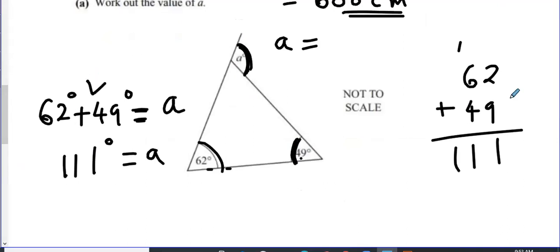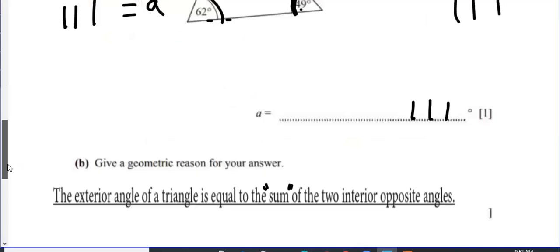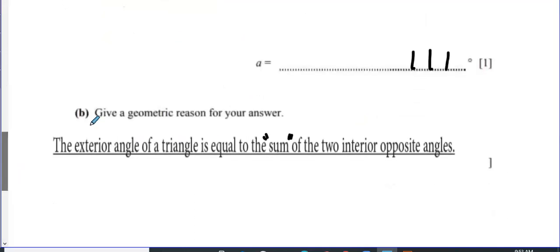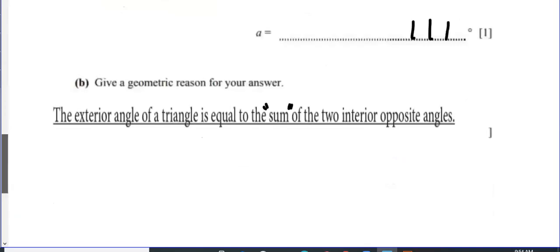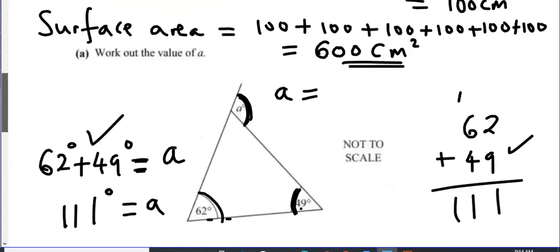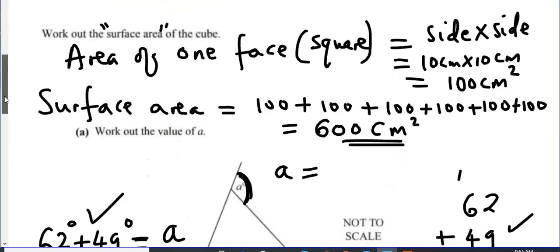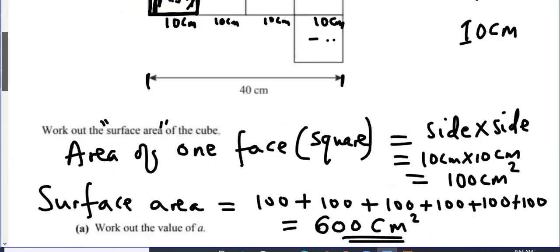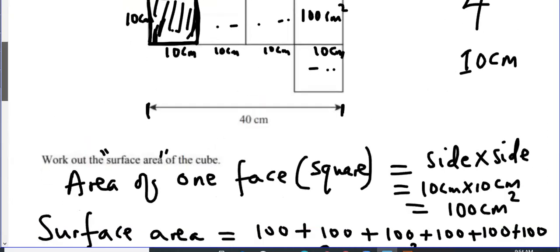And this is what I was trying to explain to you. So the value of A will be 111 degrees. And the geometric reason for your answer will be this sentence here. The exterior angle of a triangle is equal to the sum of 2 interior opposite angles. Okay. Right, so you can pause the video and try to copy all these calculations which I've showed you. Okay, I hope that helps.